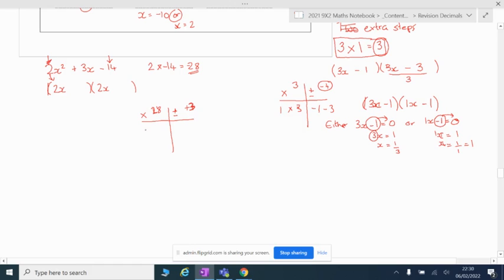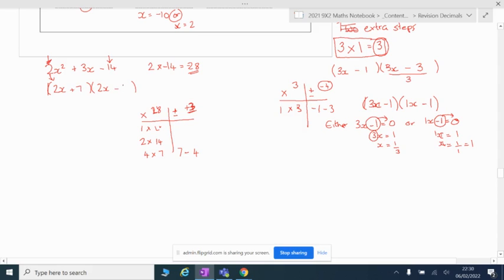Right, 1 times 28, no chance. 2 times 14, 4 times 7. Right, that's the one. That's the one that's going to make plus 3. 7 take away 4 will make plus 3.